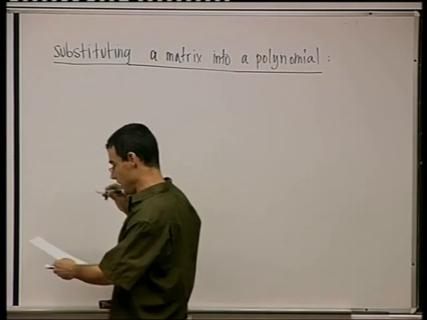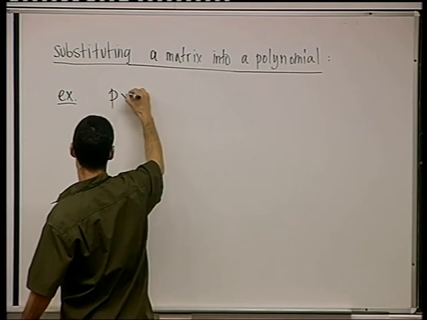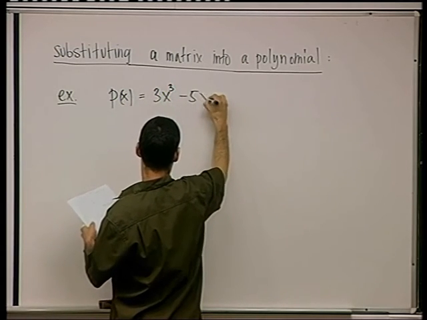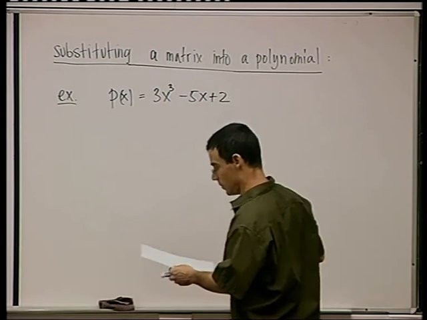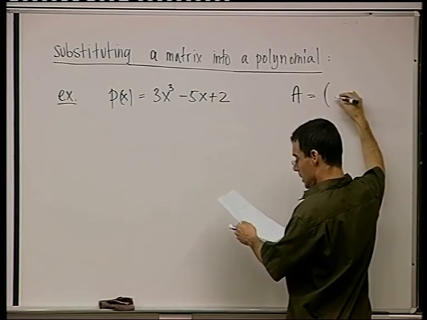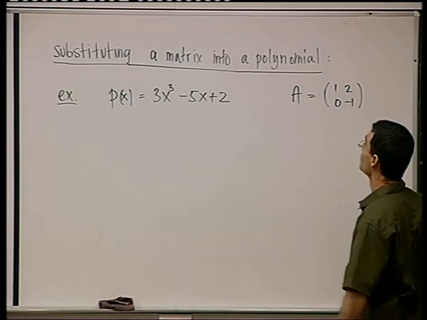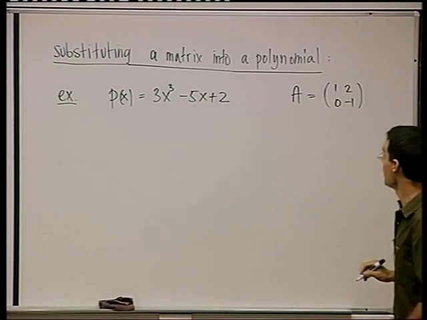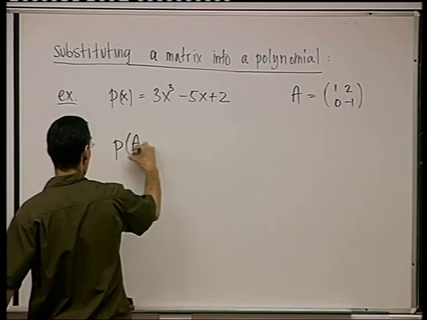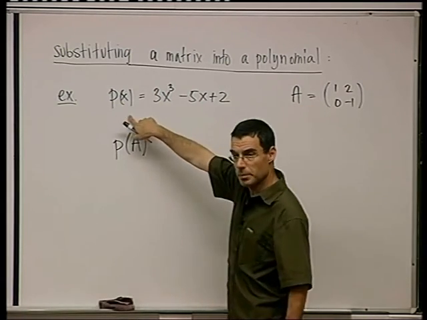So suppose we have a polynomial. Let's just do an example. P of x equals 3x to the power 3 minus 5x plus 2. Here's a polynomial. And suppose we have a matrix. Let's take a nice and compact 2 by 2 matrix. It has to be a square matrix. So P of A is replacing, substituting A in place of x.